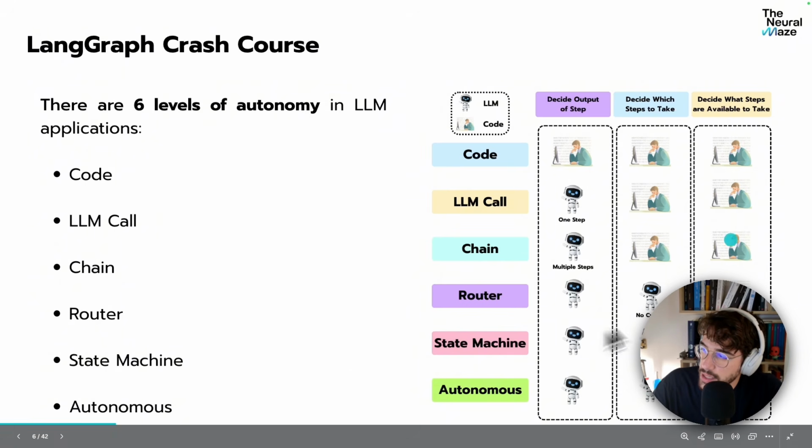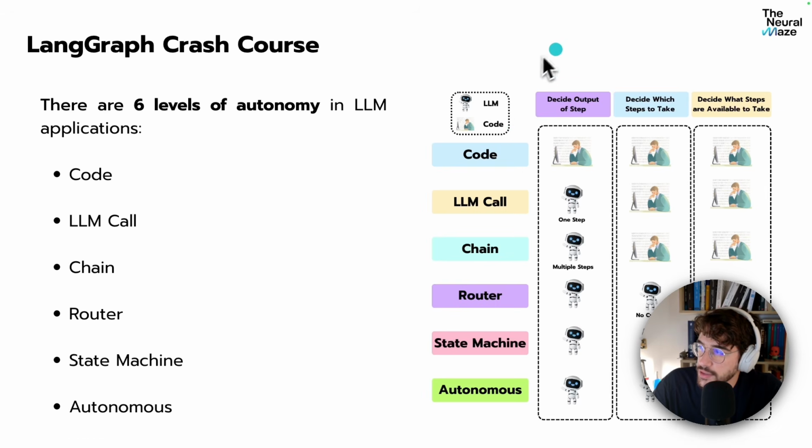And in this diagram that I've built, you can see the degree of autonomy of each level. Code is 0 autonomy, so in the code, the desired output of each step is human-based. Humans need to decide which steps to take, and humans as well need to decide what steps are available to take. If we go to the LLM call, you can see that the LLM is going to decide the output, all right? But humans are in charge of deciding which steps to take and what steps are available to take.